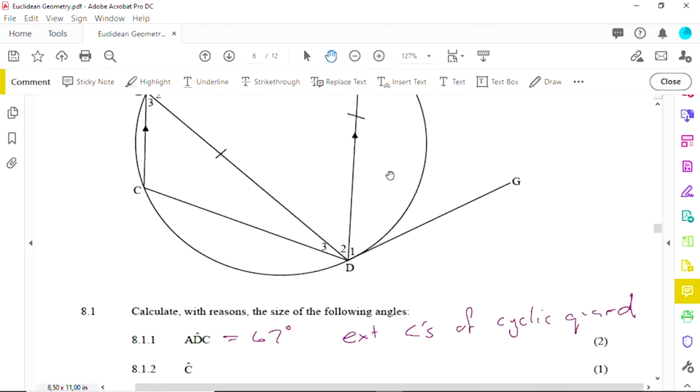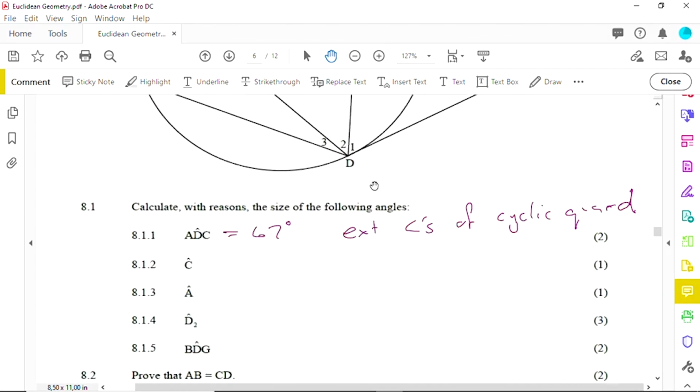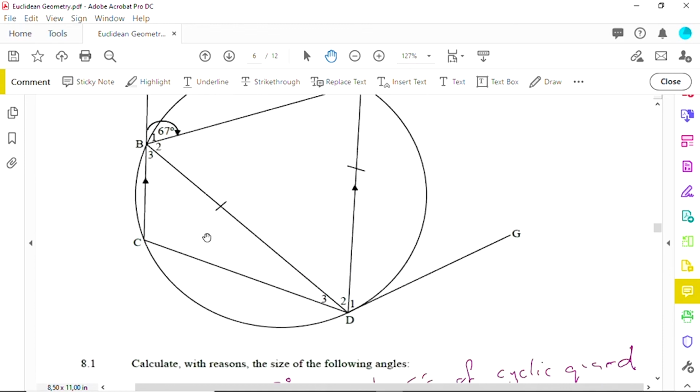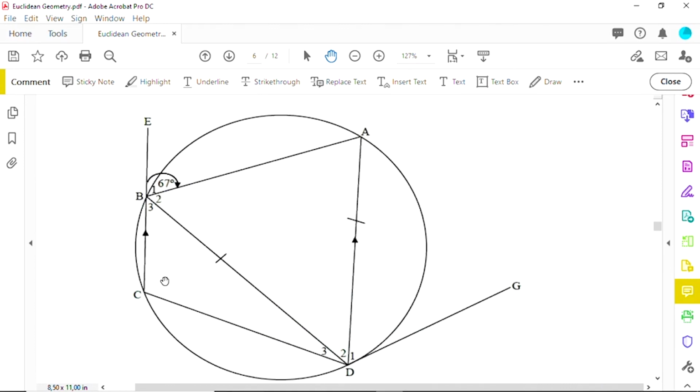These are exterior angles of a cyclic quad. We want to find the size of C. So let's write down the value there. You said this is 67 degrees, and we want to find the value of C.